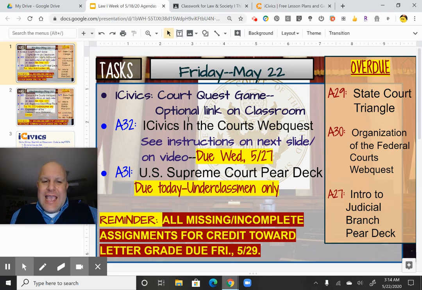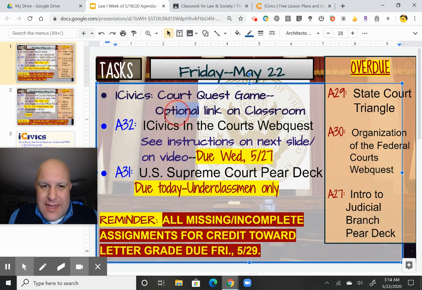This is just a game that says, okay, which court would you go to in particular situations? It's completely optional. Notice it says optional there, right? Notice how it says completely optional, that optional link is there for you if you wish to do this.